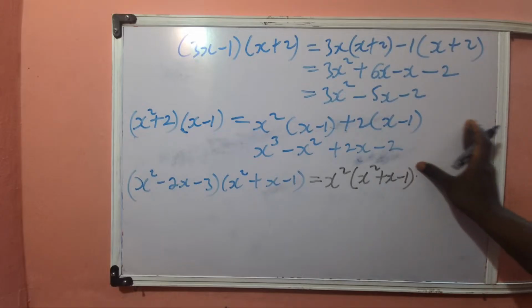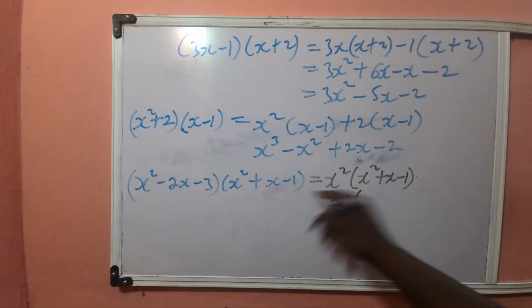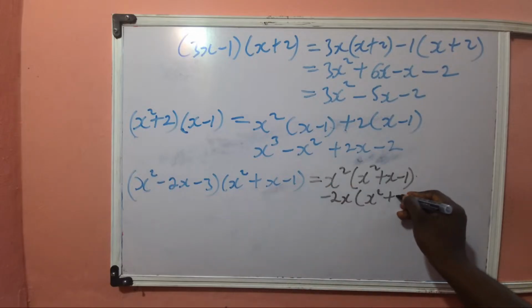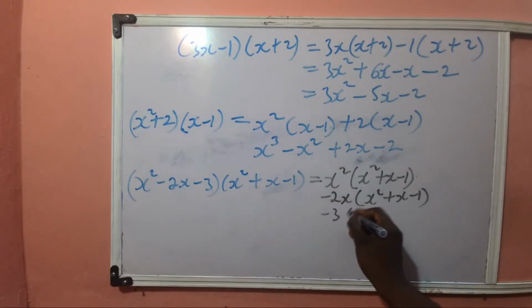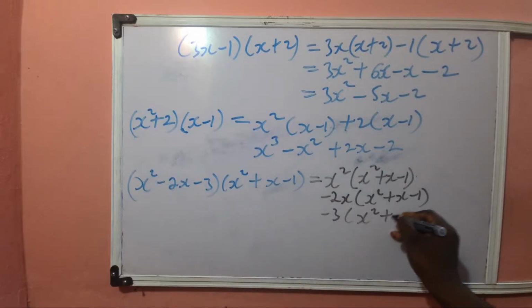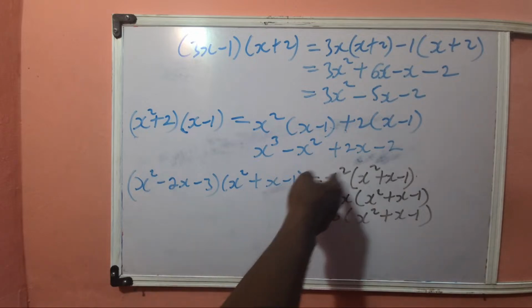Let me use a different line. Minus 2x, of course, the same thing, x squared plus x minus 1. Then minus 3. Then I have the same thing, x squared plus x minus 1. This is a very sure way of never missing your answer. That's why I will always advise you take things step by step. All right. So what do you do next? You want to open up all the brackets.